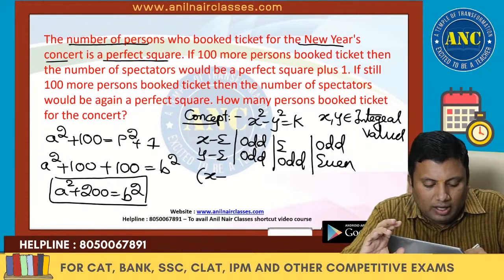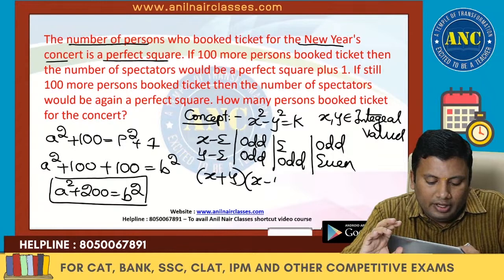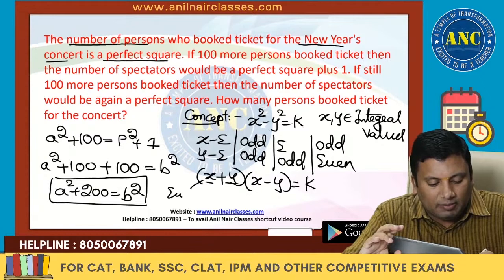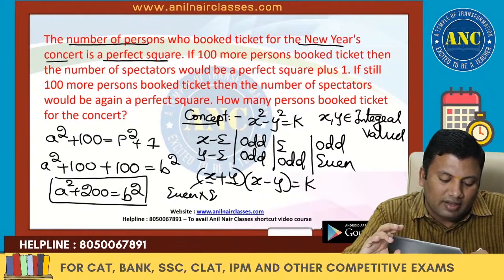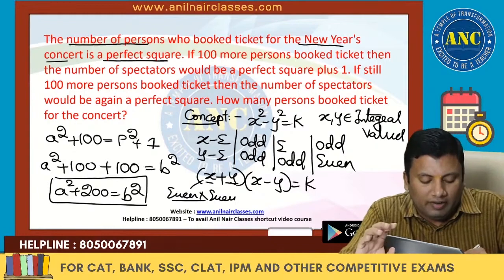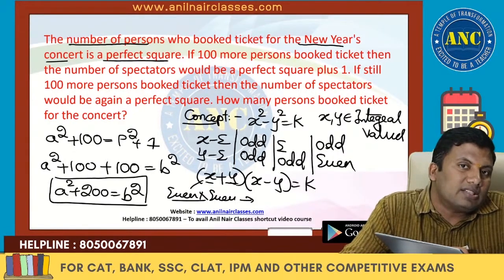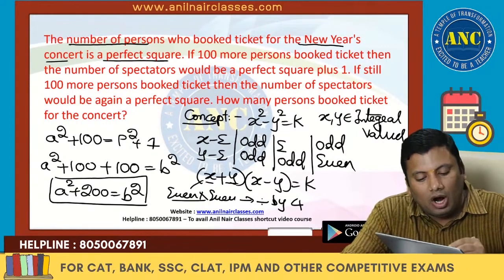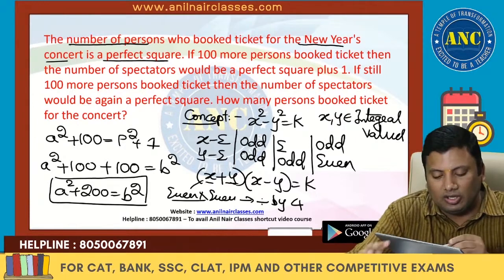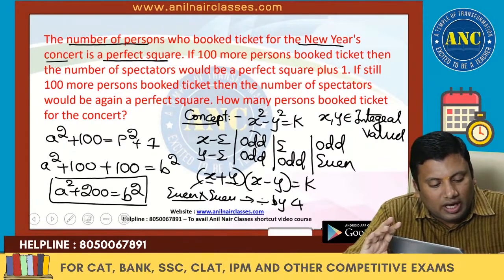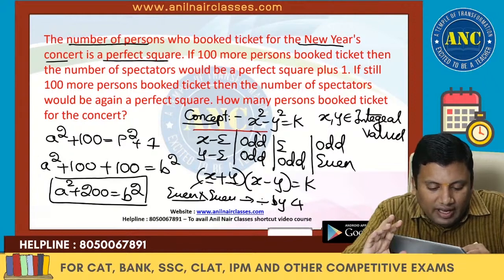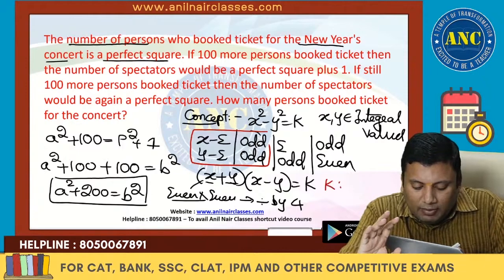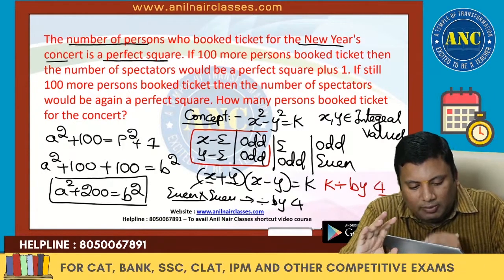So x square minus y square is (x plus y) into (x minus y), equal to k. Even plus even is even, and even minus even is even. Two even numbers are multiplied; any even number is of the form 2k1, so 2k1 into 2k2 is divisible by 4. Odd plus odd is even, odd minus odd is also even. That means in the first two cases, x even y even, or x odd y odd, k is divisible by 4.